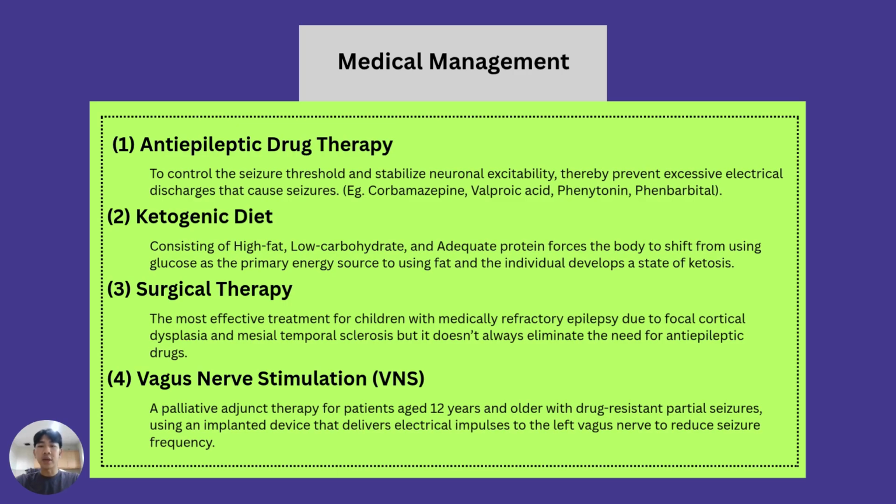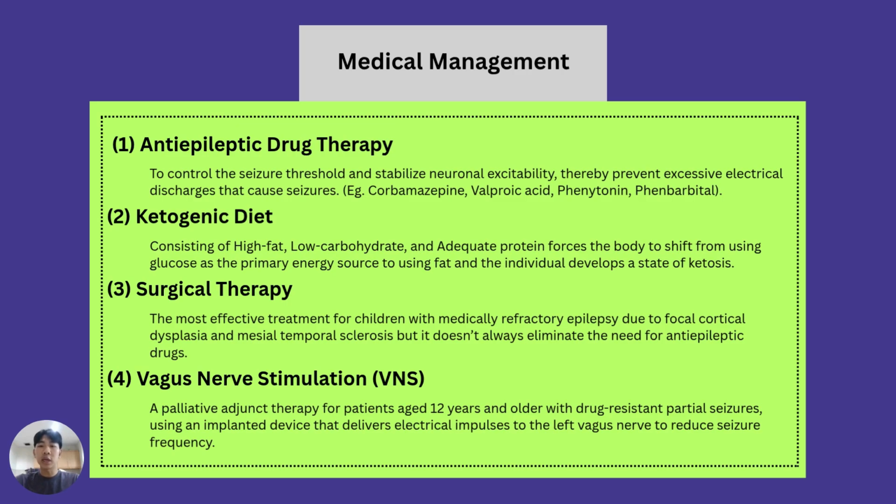The last one is vagus nerve stimulation or VNS. This treatment is for patients aged 12 years and older with drug-resistant seizures. It uses an implanted device that sends electrical impulses to the vagus nerve to reduce the frequency of seizure.